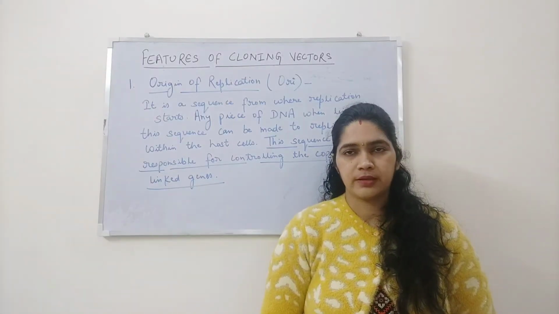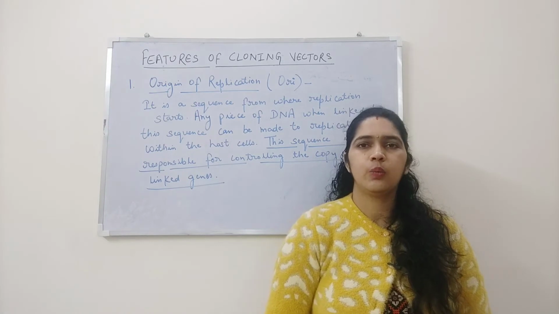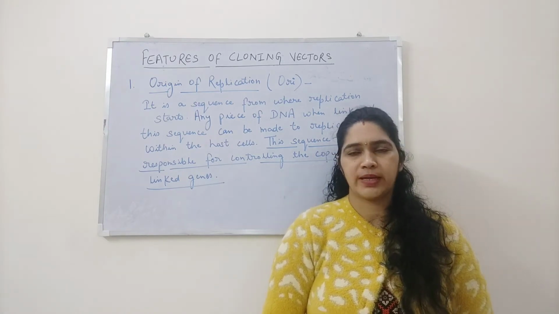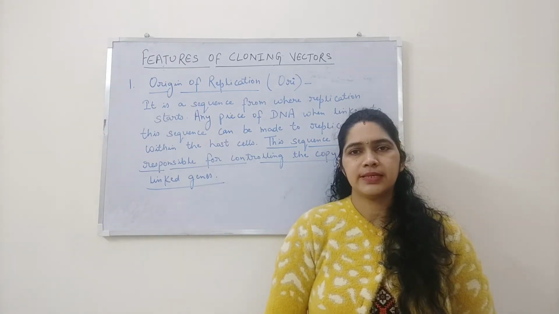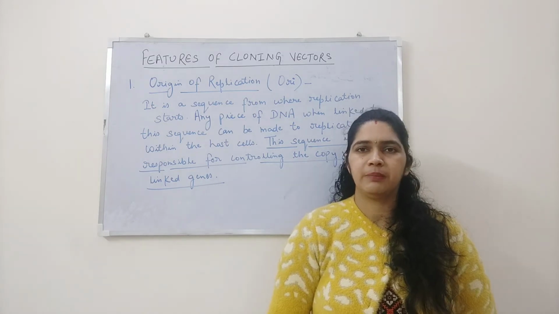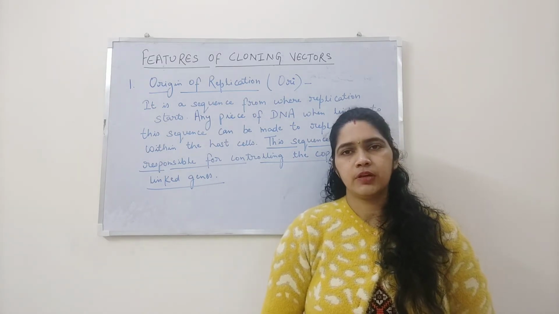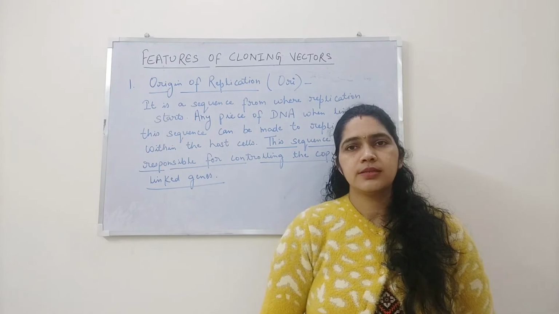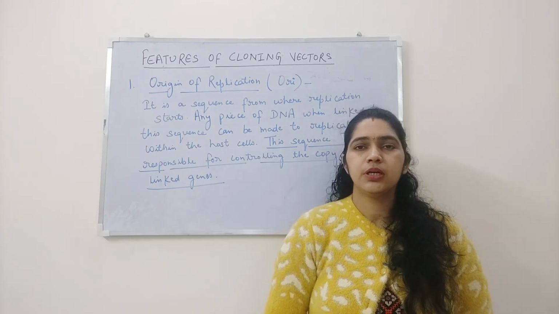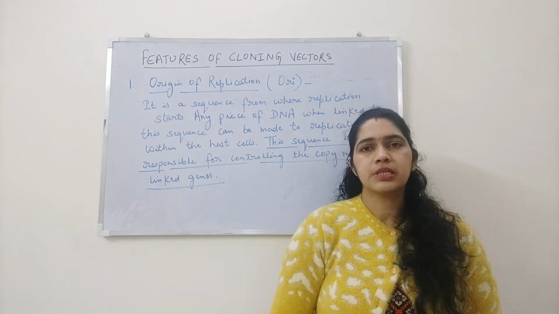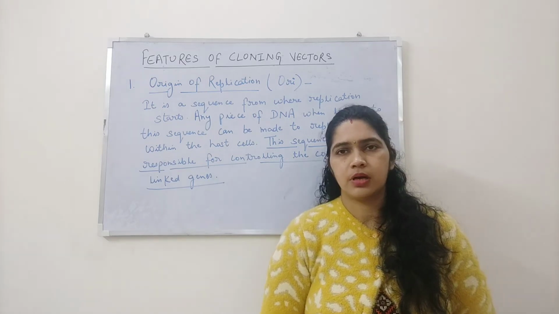Let's understand the properties of a cloning vector, or what are the features that make a vector a good cloning vector. The first one is the origin, or the origin of replication. All of us are aware of this term: this is the sequence that is used to start replication within the host organism.